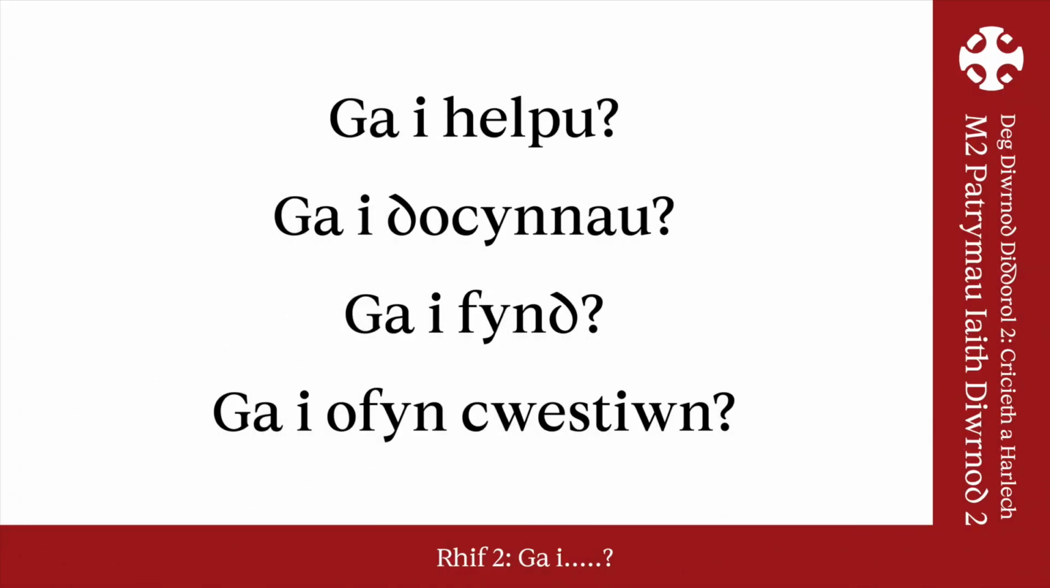For example, ga i helpu? Ga i docynnau? Ga i fynd? Ga i ofyn cwestiwn? To answer yes or no, you say cei or na chei for ti, or cewch or na chewch for chi.